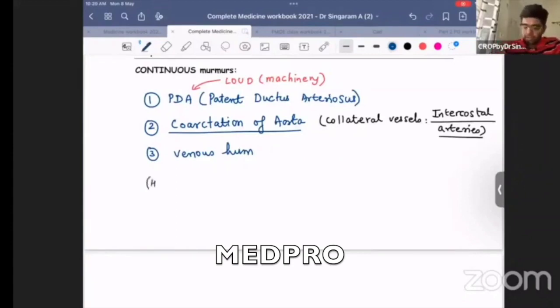Fourth, I think in your OBG classes you might have heard about this. Pregnant ladies have an increased flow in the chest area at the level of the internal mammary arteries, and that creates a sound when you auscultate the chest. During pregnancy, there is a continuous murmur here. What do you call that? You call this a mammary souffle.